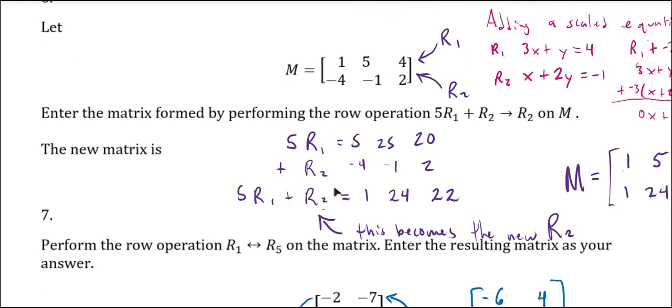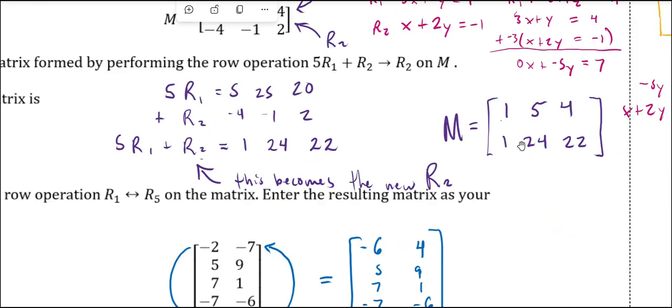Well, first we want to calculate what is 5r1. It's 5 times these constants. Okay, there we are. And then if I add that to R2, I get the following: 1, 24, 22. Then we want to replace R2 with that. We want to store that as R2. And so we replace the bottom row with precisely those numbers, and that's it.